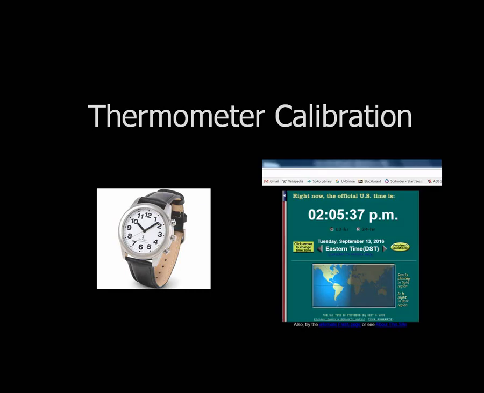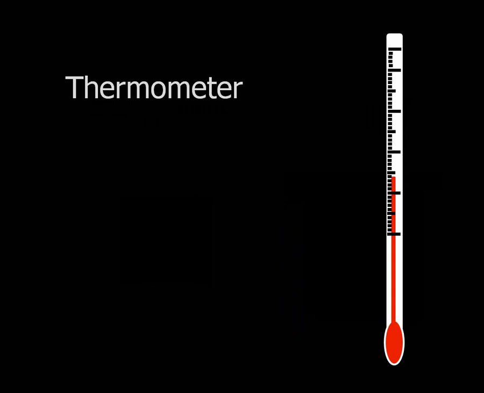For example, if you wanted to calibrate your watch, you would compare its time to the time of an accepted timekeeping device. So this is a screenshot from the atomic clock, which keeps a very accurate time. And what you would do is set your watch to the time that it shows. That's what calibration is.